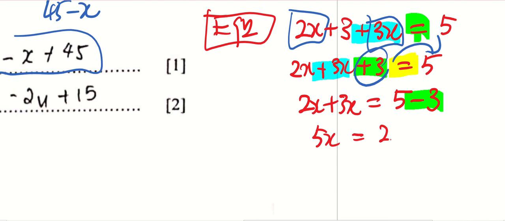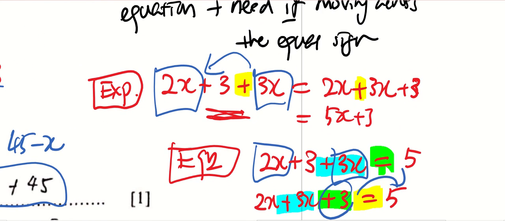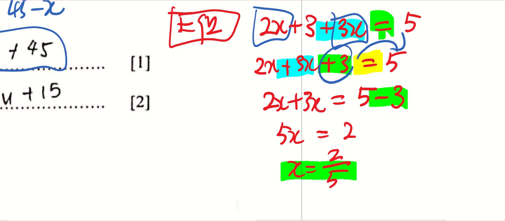5x equals 2, so x equals 2 over 5. Can you see the difference between an equation and an expression? For an expression, we are not able to get a particular value for x. All we can do is simplify it into another expression that is simpler. But for an equation, you are able to get a value for the variable x.